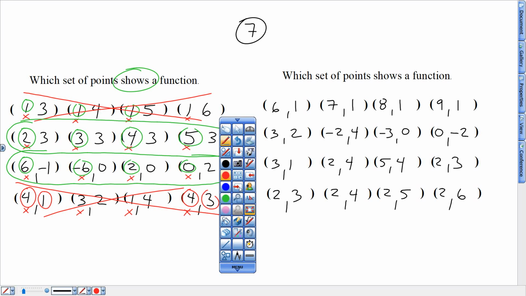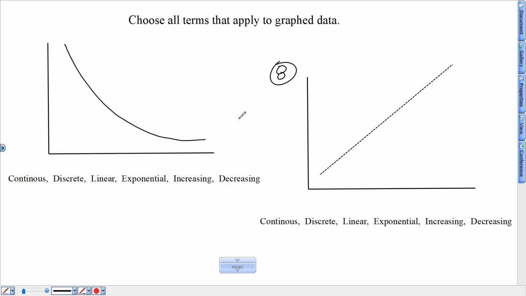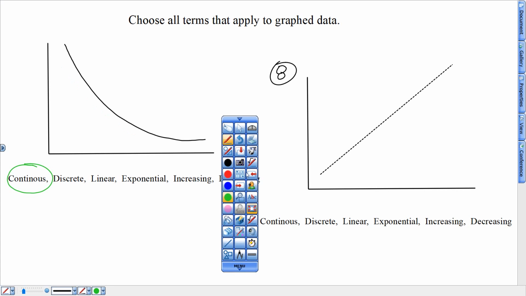All right, moving on. This one, it wants all the terms that apply. And remember for this one to review, if it's going downhill, okay, let's do the first part. Dots or no dots. If it has no dots, we consider that continuous. If this instead was just a bunch of data points, then that would be discrete. But this one didn't have a bunch of points. It was a solid line, so continuous.